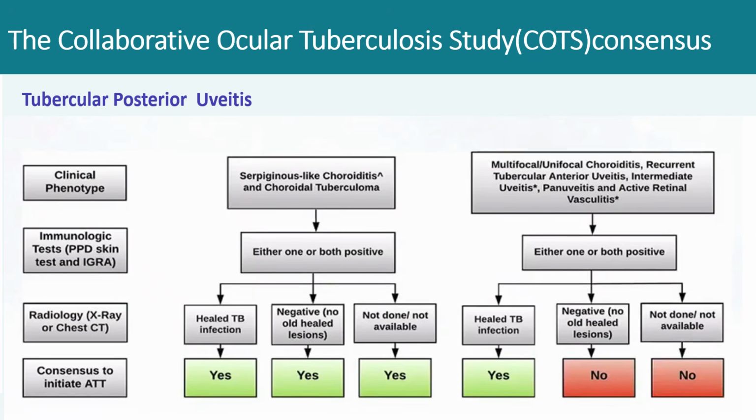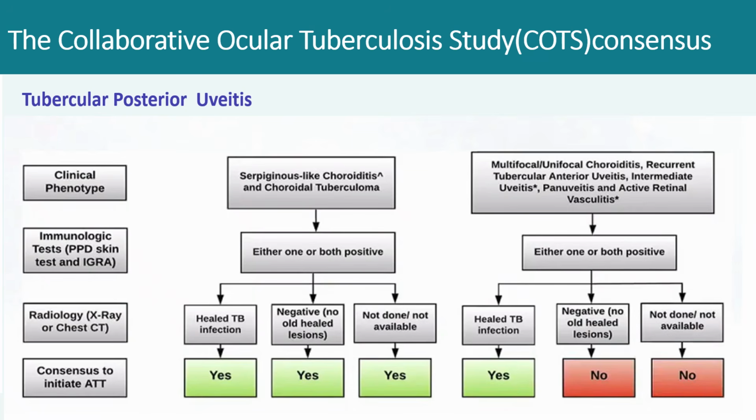As you can see, even if only one test is positive, in the absence of radiological evidence, you can use the anti-tubercular treatment. However, if the patient presents with multifocal choroiditis or recurrent choroiditis, along with other anterior segment involvement, they restrict the use of anti-tubercular drugs unless there is radiological evidence, or in very special situations in endemic areas, along with the two immunological evidence. Along with the radiological evidence, you can use anti-tubercular treatment.